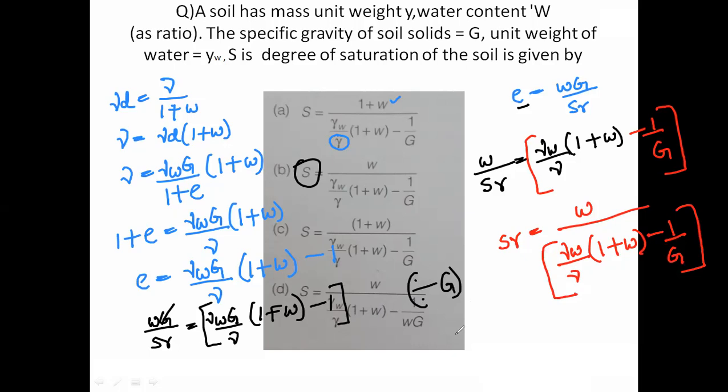So this is the final equation. What we got is w divided by [gamma w divided by gamma into 1 plus w minus 1 by G], which is the answer for this question. So option B is the correct one. Let's go with the next problem.